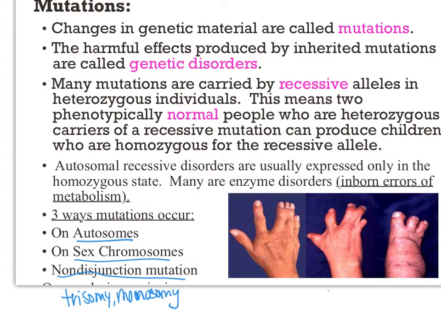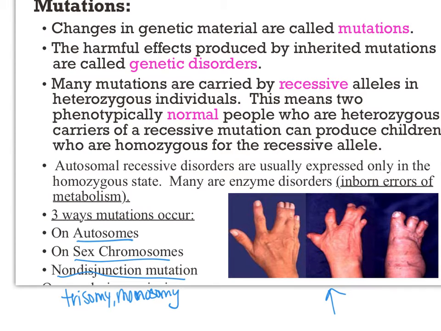So here you have some mutations. The one on the far left is a hand that has an extra appendage, an extra finger, and the one in the middle has webbing, and then you have the one on the right, which is a foot that's missing digits, missing toes.